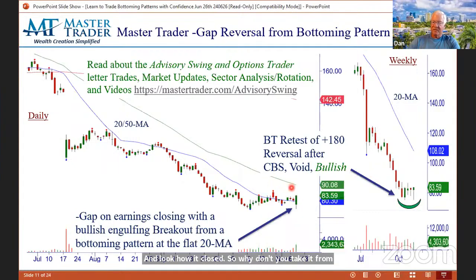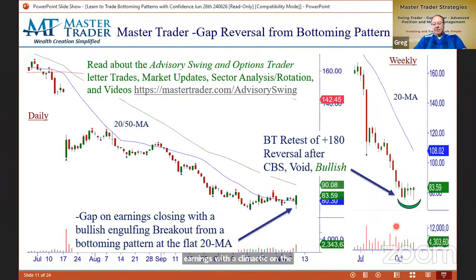What's your belief now? We didn't give a trade yet, but based on this, this is a something bar. It gapped down to new lows in a range expansion closing breakout on earnings with a climactic on the weekly. It creates a belief that it's put in what should be a reliable low point. So it's likely it's not going further lower in the short term.